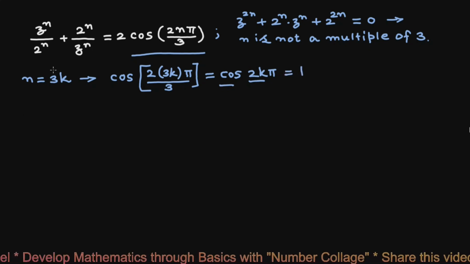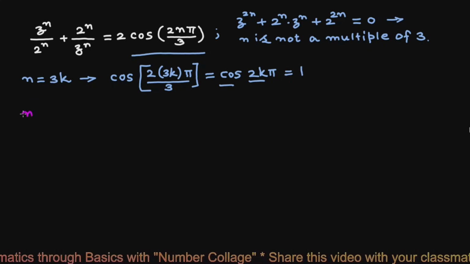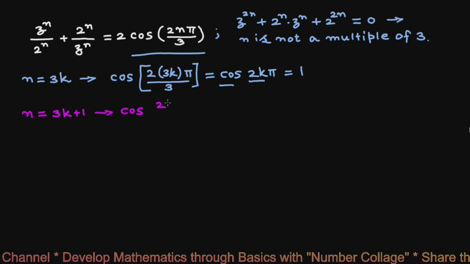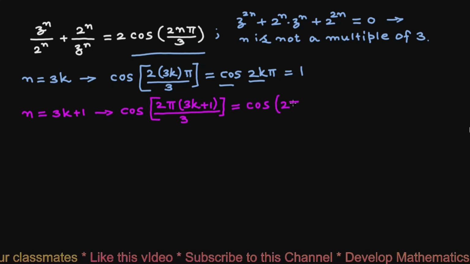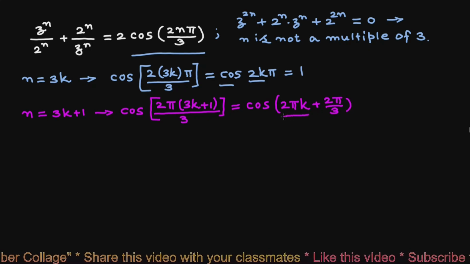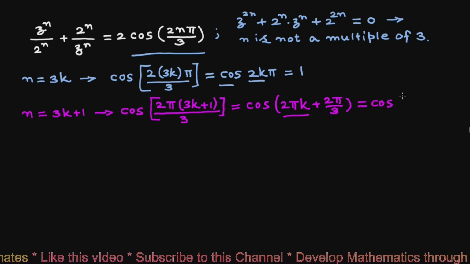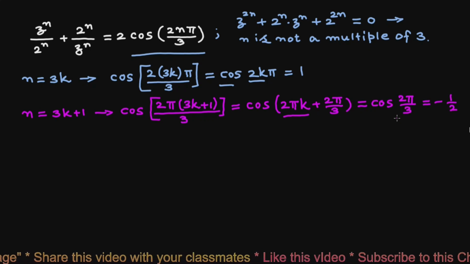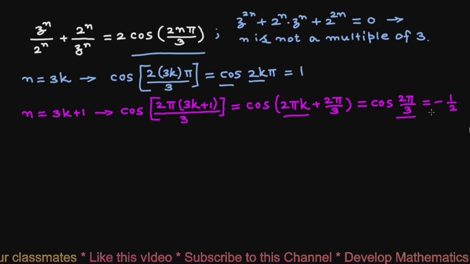Next we will check what happens when n is not a multiple of 3. When it is 3k plus 1, it will be cos of 2π into (3k plus 1) upon 3. It will be cos of (2πk plus 2π/3). Again, since 2kπ is an even multiple of π, it will be cos 2π/3, which we know is minus half, because this angle 120 degrees lies in the second quadrant in which cos is negative.